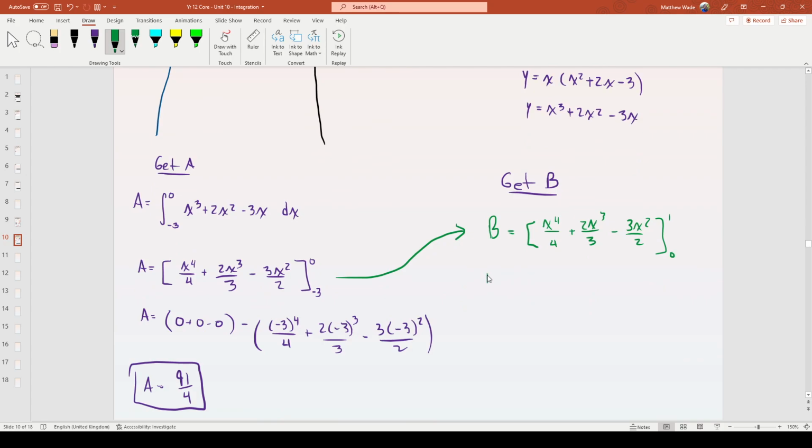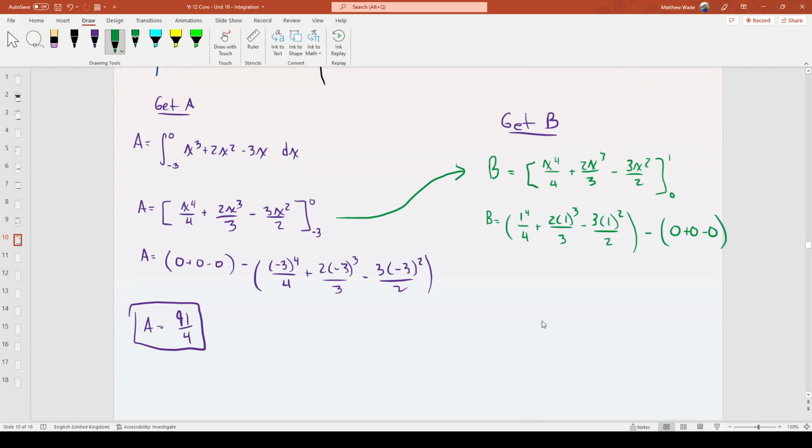Okay, so here we go. B equals, open circle bracket, it's going to be 1 to the 4 over 4 plus 2 lots of 1 cubed over 3 minus 3 lots of 1 squared over 2, close circle bracket, take away, and thank goodness it's 0 again. 0 plus 0 takes 0. So that part you can just ignore. Okay, B equals a quarter, plus 2/3 minus 3 halves, and by Jove, I got a negative number. It's minus 7/12. Take away 0.